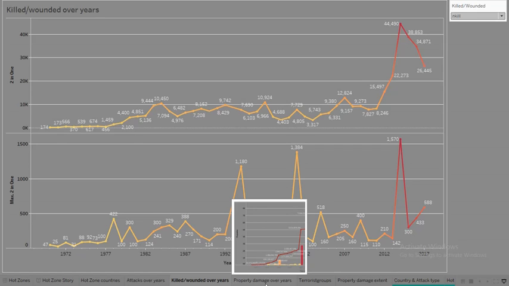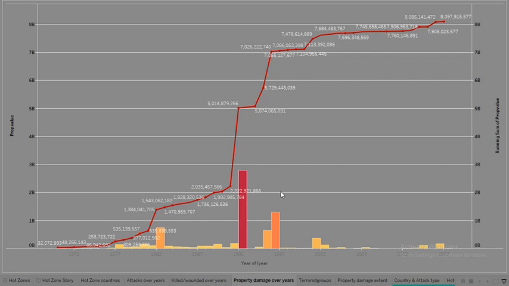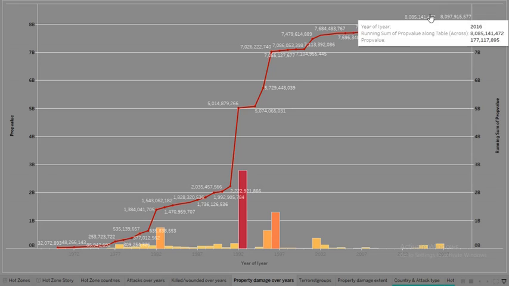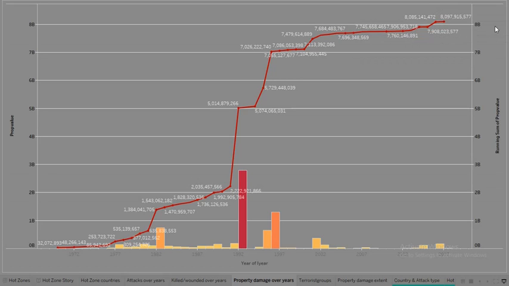So next, going to the property damage, both year wise and cumulative. 1992 is the year with the maximum property loss, and over the 47-year span, $8 billion worth of property has been damaged.